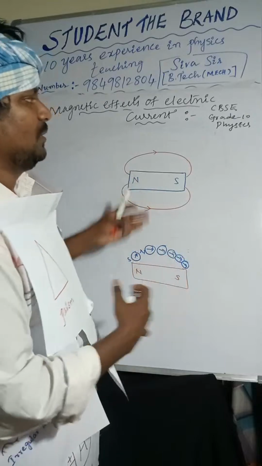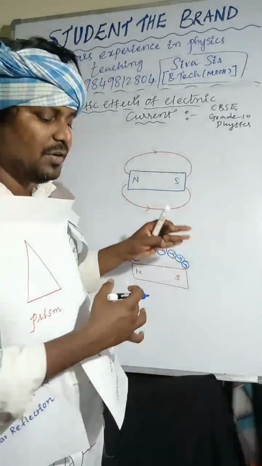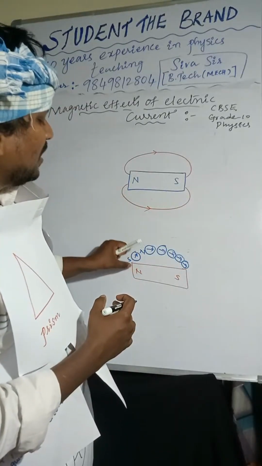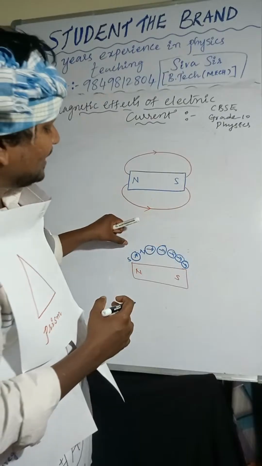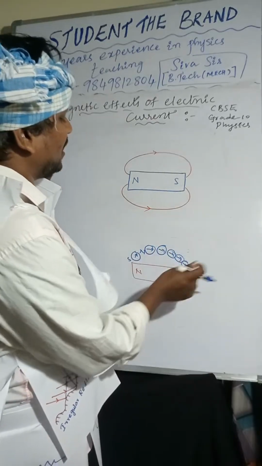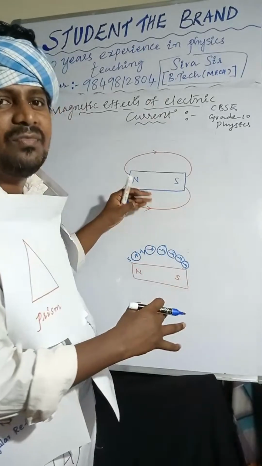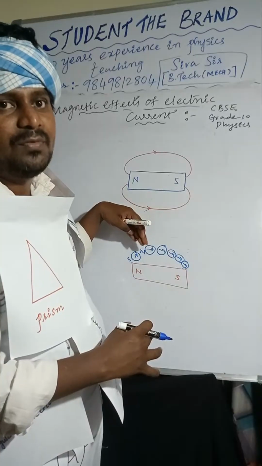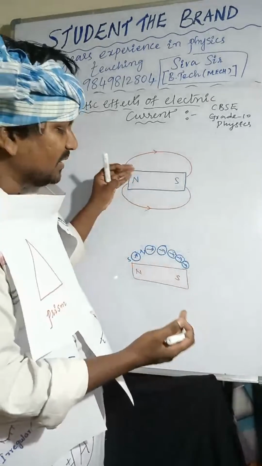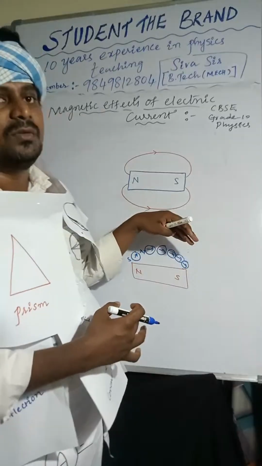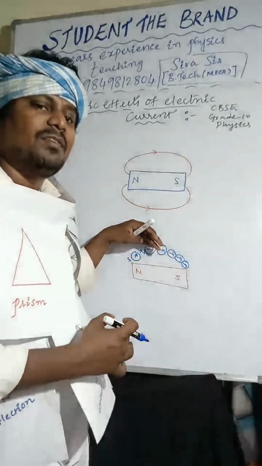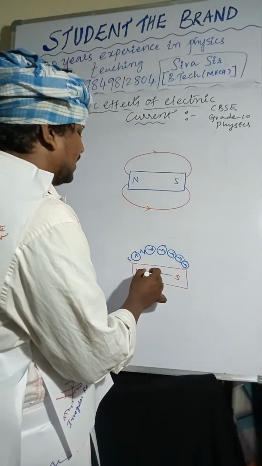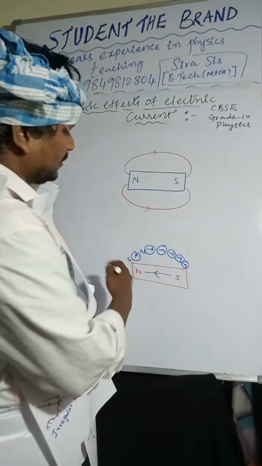So this is a free north pole, without any influence, without any external force. Automatically the south will attract and the north will move towards that one. That is the reason outside of the bar magnet, the magnetic field will be from north to south. Inside of the bar magnet, the magnetic field will be from south to north.